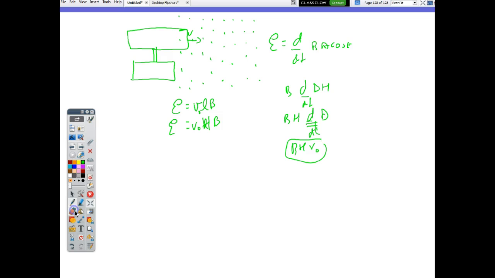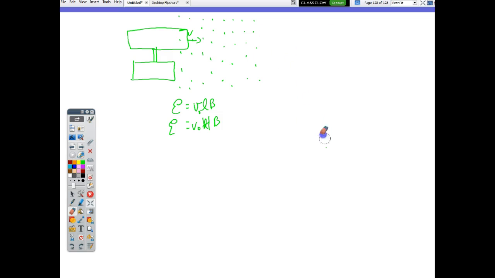I'm going to erase this because I need some more space. Then it says, what's the magnitude of the initial induced current? So initial induced current is caused by this same thing. It's going to be d/dt of BA cosine theta. Agreed? That's my voltage. So B is not changing, A is not changing. I've got my E is equal to V naught HB. Agreed? We just solved for that in the previous problem.